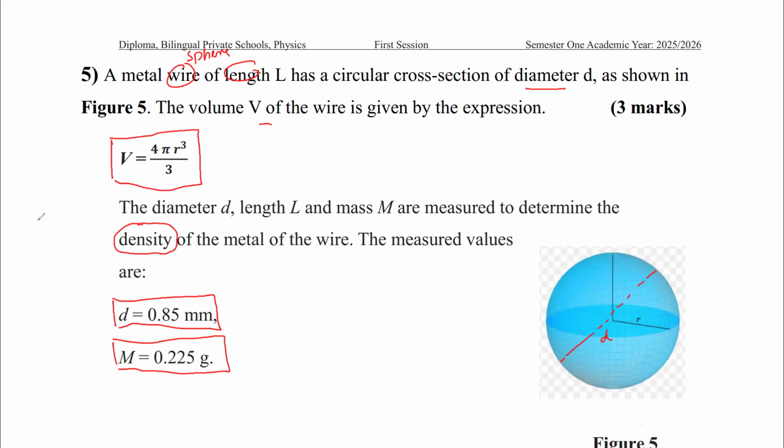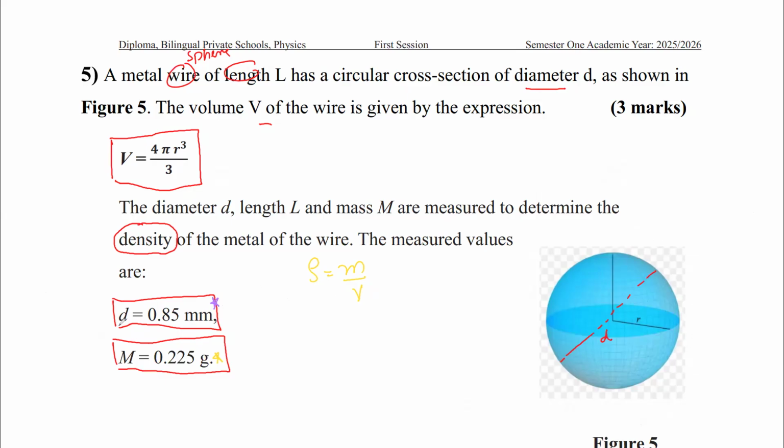So remember one thing, the formula of density is mass per unit volume. We know the value of mass, which is 0.225 gram, and now we need the value of volume. You can easily find this value. So the first thing is how to find the value of volume.